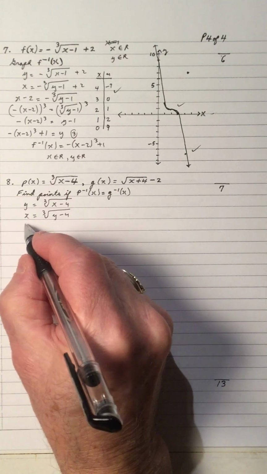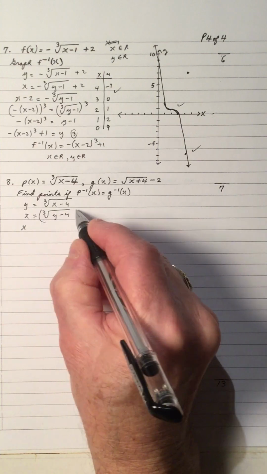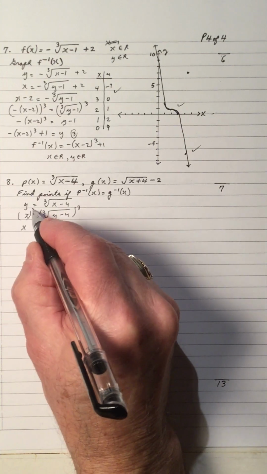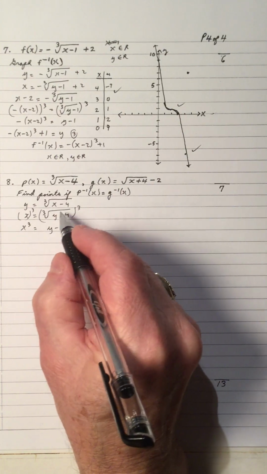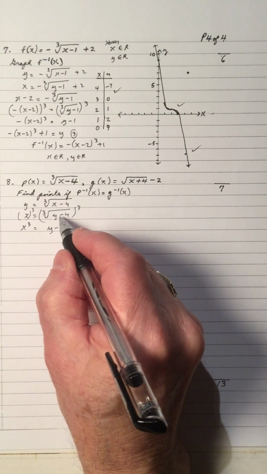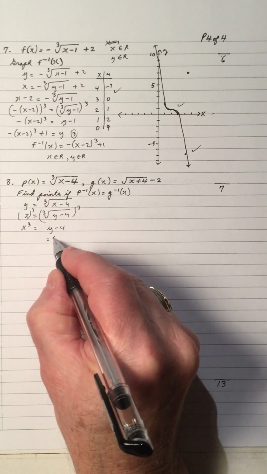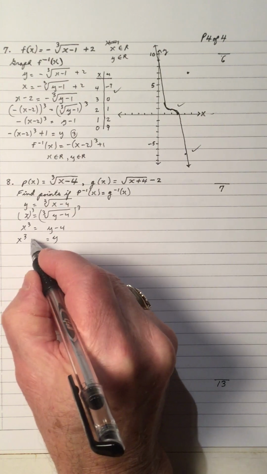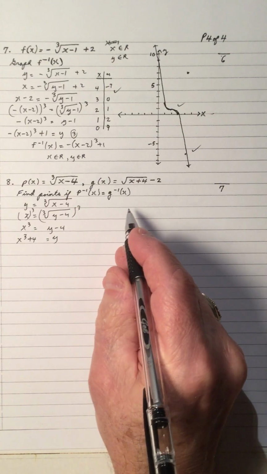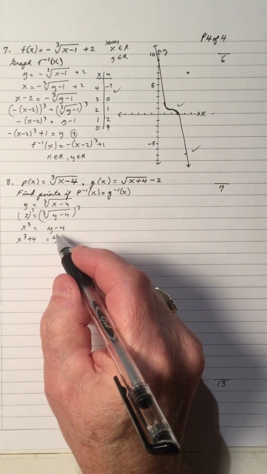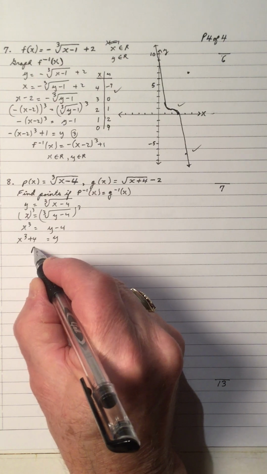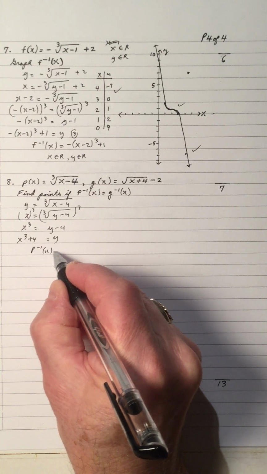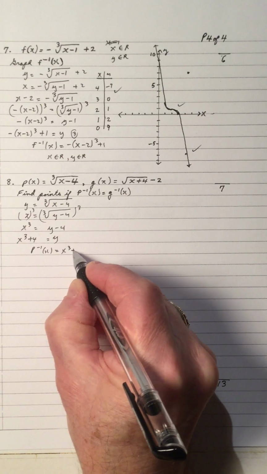Now we'll solve for Y, so we'll cube each side, so x cubed equals y minus 4. The cube of the cube root is the y minus 4, so y is equal to x cubed plus 4. Okay, so that's its inverse. That's p to the negative 1 of x. That's x cubed plus 4.